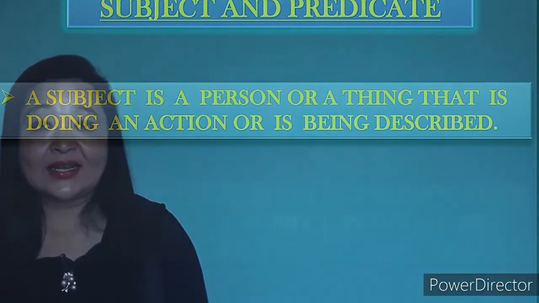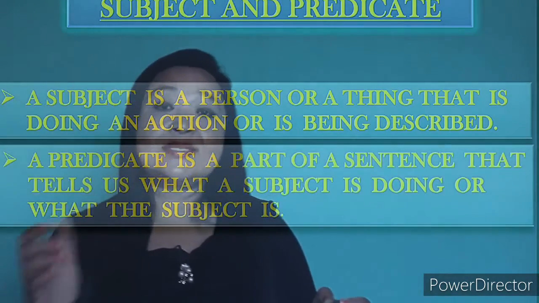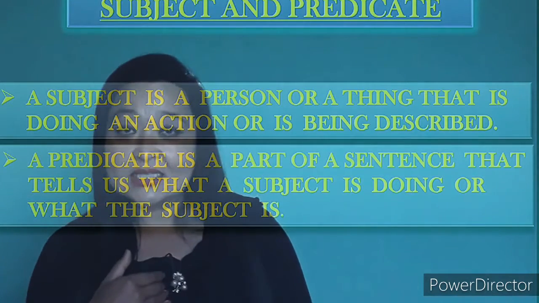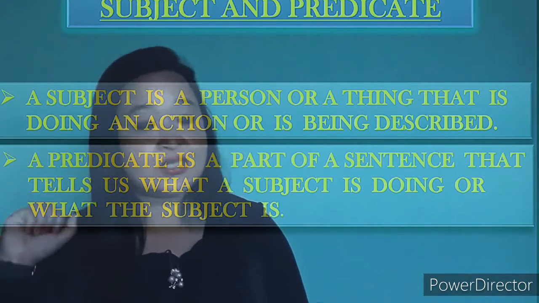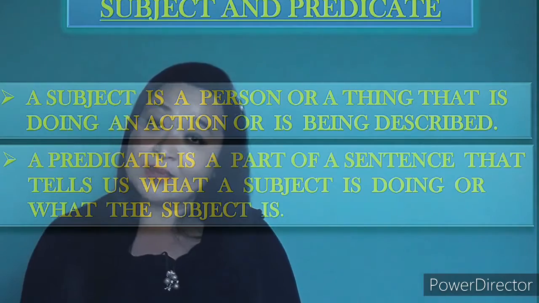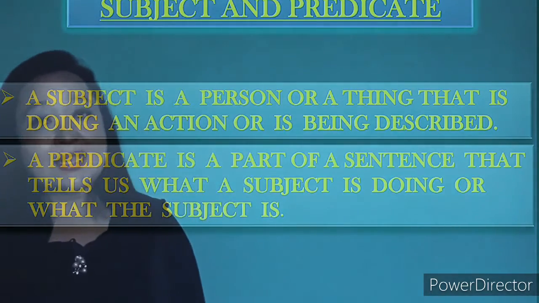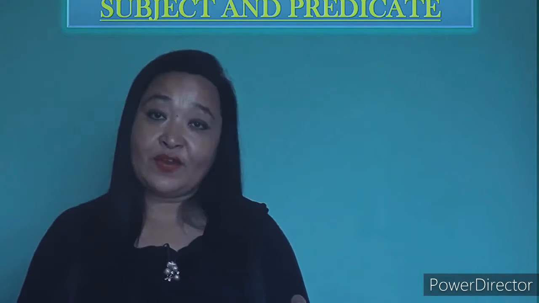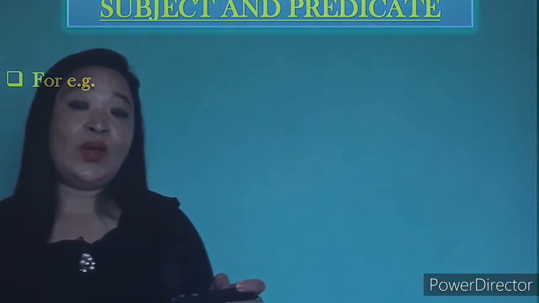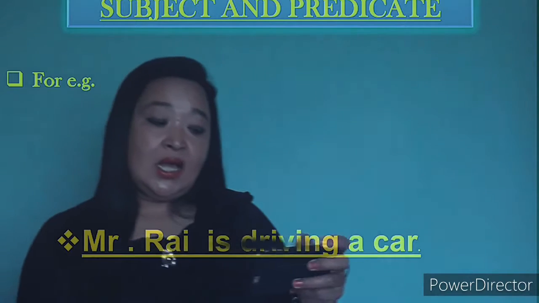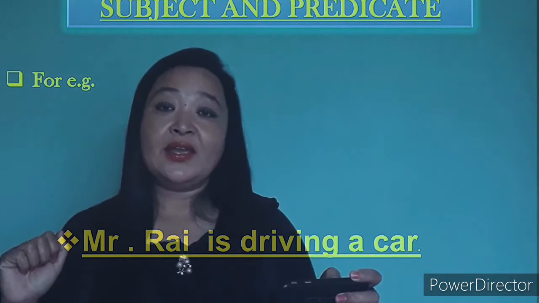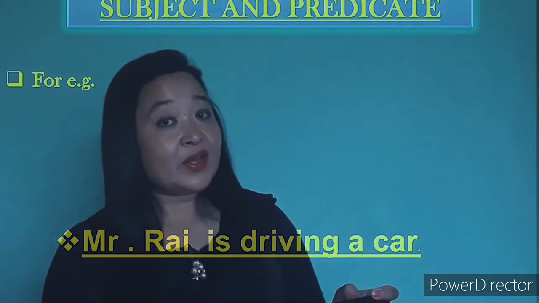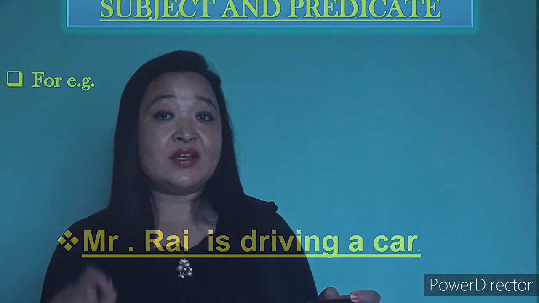Then what is a predicate? Well, a predicate is a part of a sentence that tells us something about what the subject is doing or what the subject is. Now, let me explain this with the help of an example. I hope you're seeing on the screen the example I have given: Mr. Rai is driving a car.